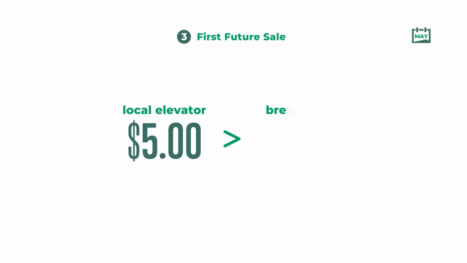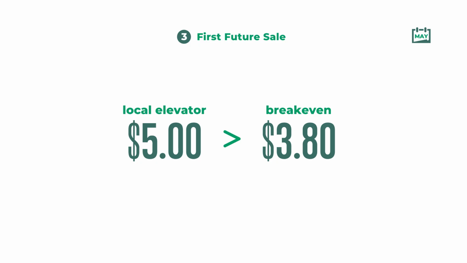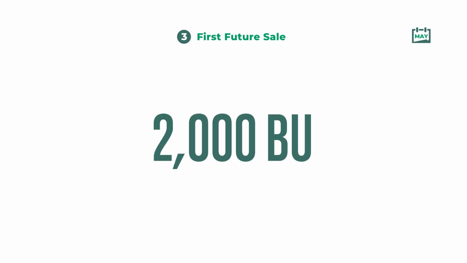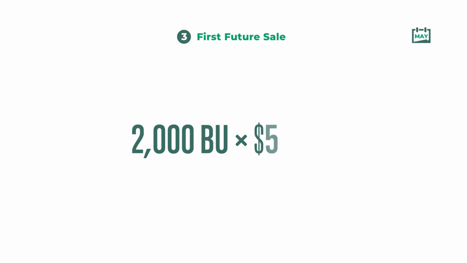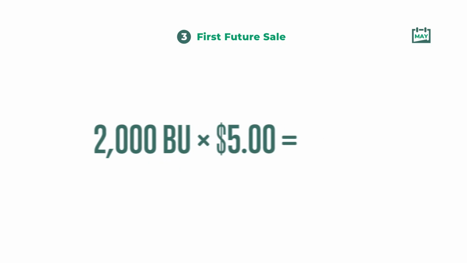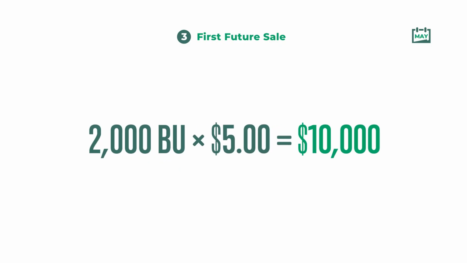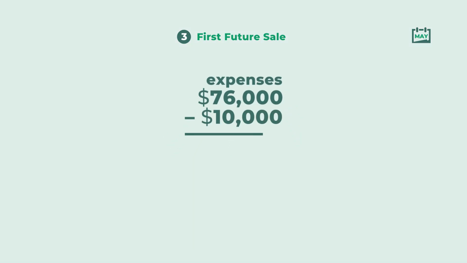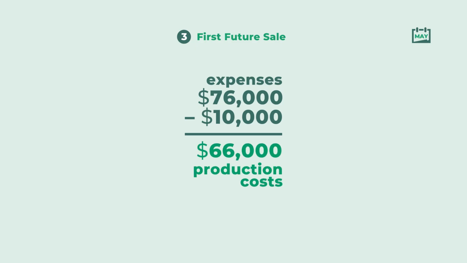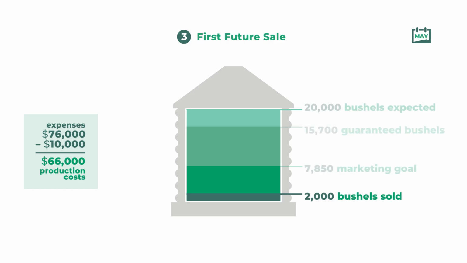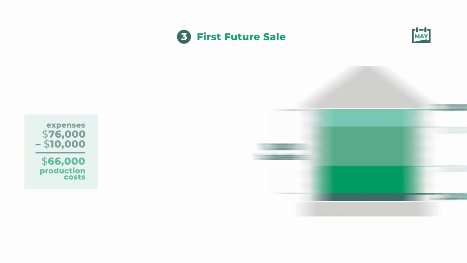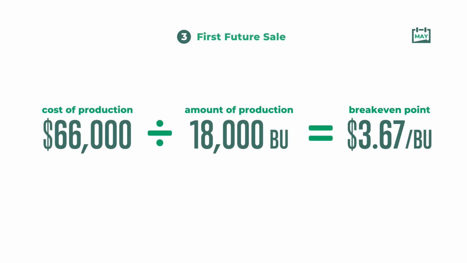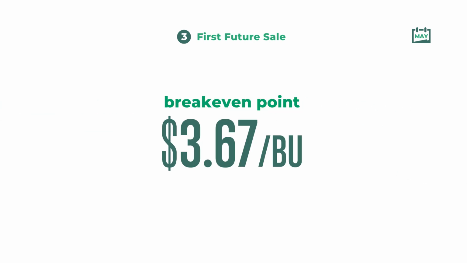Because the price is above your calculated break-even point of $3.80 per bushel, you decide to contract 2,000 bushels to be delivered in December at $5 per bushel. This gives you $10,000 in future sales. By revisiting your original expenses and subtracting $10,000 from your first future sale, you now have $66,000 in production costs yet to cover and 18,000 bushels yet to sell, yielding an updated break-even of $3.67, down from your original break-even point of $3.80.